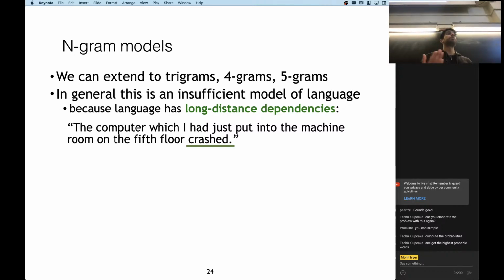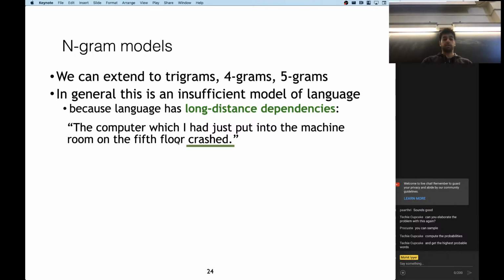The biggest problem of these models, other than the sparsity as you increase the prefix length, is that at some point you're just not going to be able to handle long distance dependencies due to the Markov assumption. So if you have a sentence, the computer, which I had just put into the machine room on the 5th floor, crashed. Crashed here is, of course, connected to the computer, which is 12 or 13 words in the past.